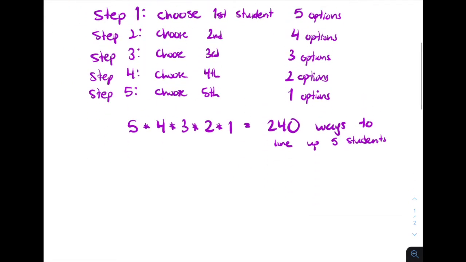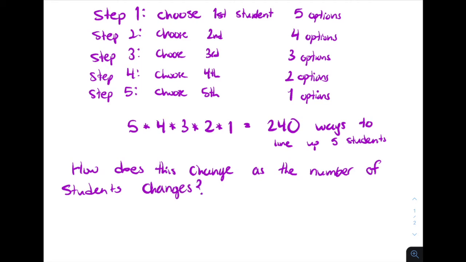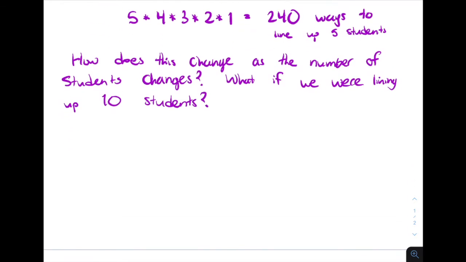So our next question would be, how does this change as the number of students to line up changes? We could ask, what if there were 10 students? In this case, if we followed that same algorithm as before, we'd get 10 times 9 times 8 times 7 times 6 times 5 times 4 times 3 times 2 times 1.